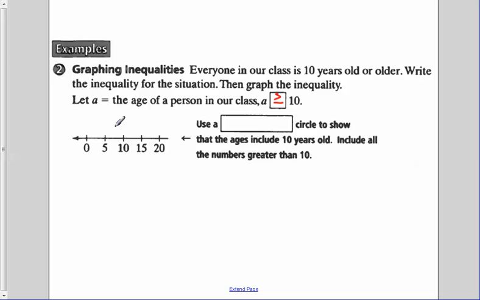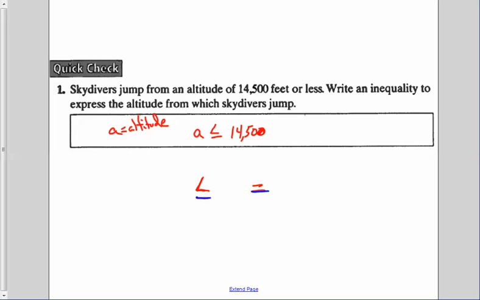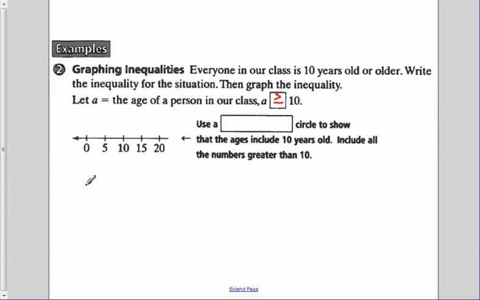So when I plug in, and I've got my number line here, everybody can be equal to 10. So if I look back at my notes about open or closed circles, if I use a closed circle, that includes the number. The number is part of our solution. Let's go back to the actual problem. The 10 can actually be part of our solution. So I'm going to put my closed circle at 10, right? So I'm going to use a closed circle.